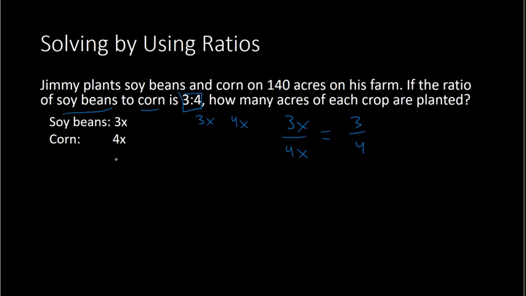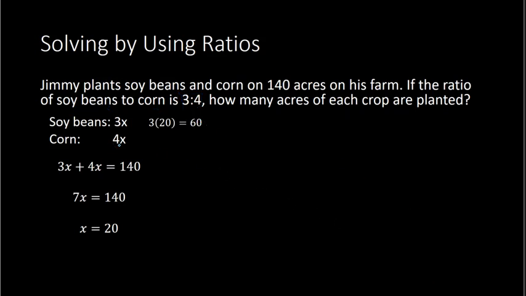So 3x plus 4x equals 140. And then I can solve this. 3x plus 4x is 7x, and then divide both sides by 7, x would be 20. So looking back, the soybeans was 3 times x. So we have 3 times 20, which is going to be 60.